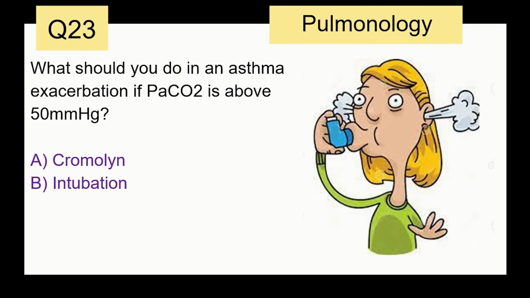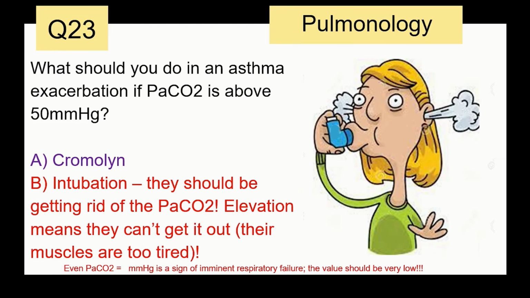Question 23. What should you do in an asthma exacerbation if PaCO2 is above 50? And the answer is intubation. If there's an asthma exacerbation and PaCO2 is so high, that means they're not blowing off the carbon dioxide. Their muscles are getting too tired and they are decompensating. It's a sign of imminent respiratory failure. We want to get this value of PaCO2 very low.